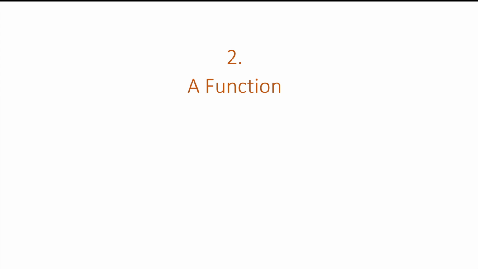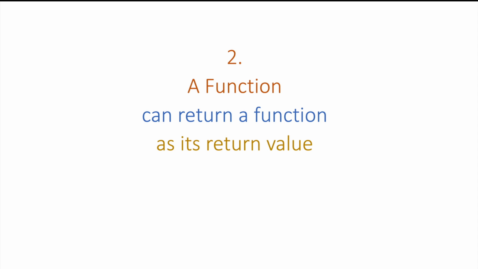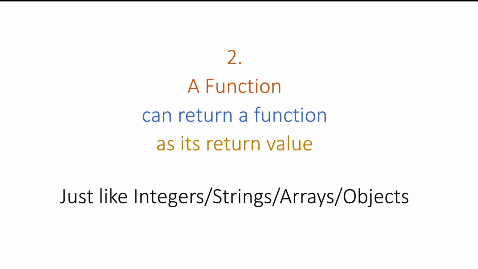And the second point is a function can return a function as its return value, just like integers, strings, arrays, or objects. We very often have a function returning a value, and that value can be an integer, a string, an array, or an object. And similarly, that return value can also be a function. So a function can return a function also.